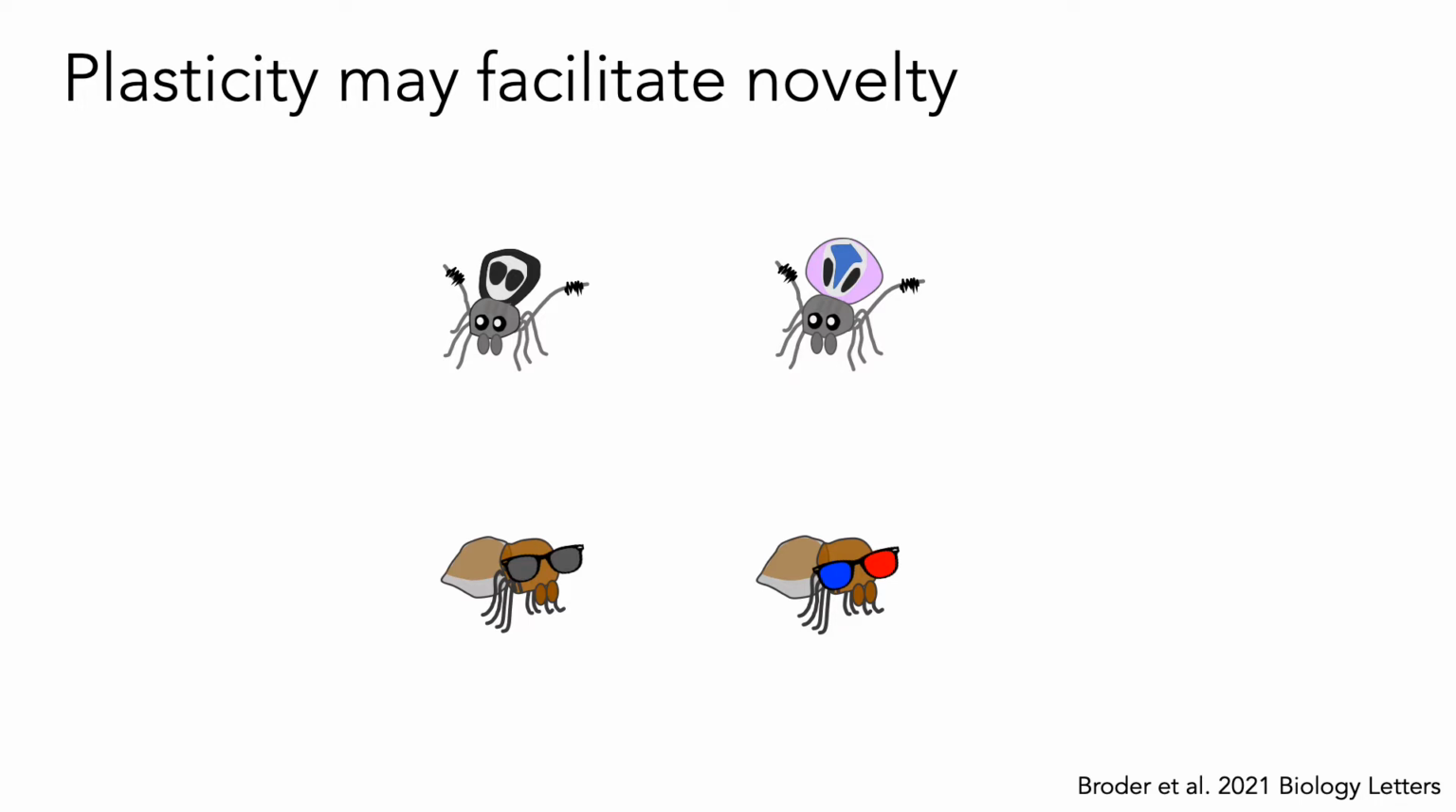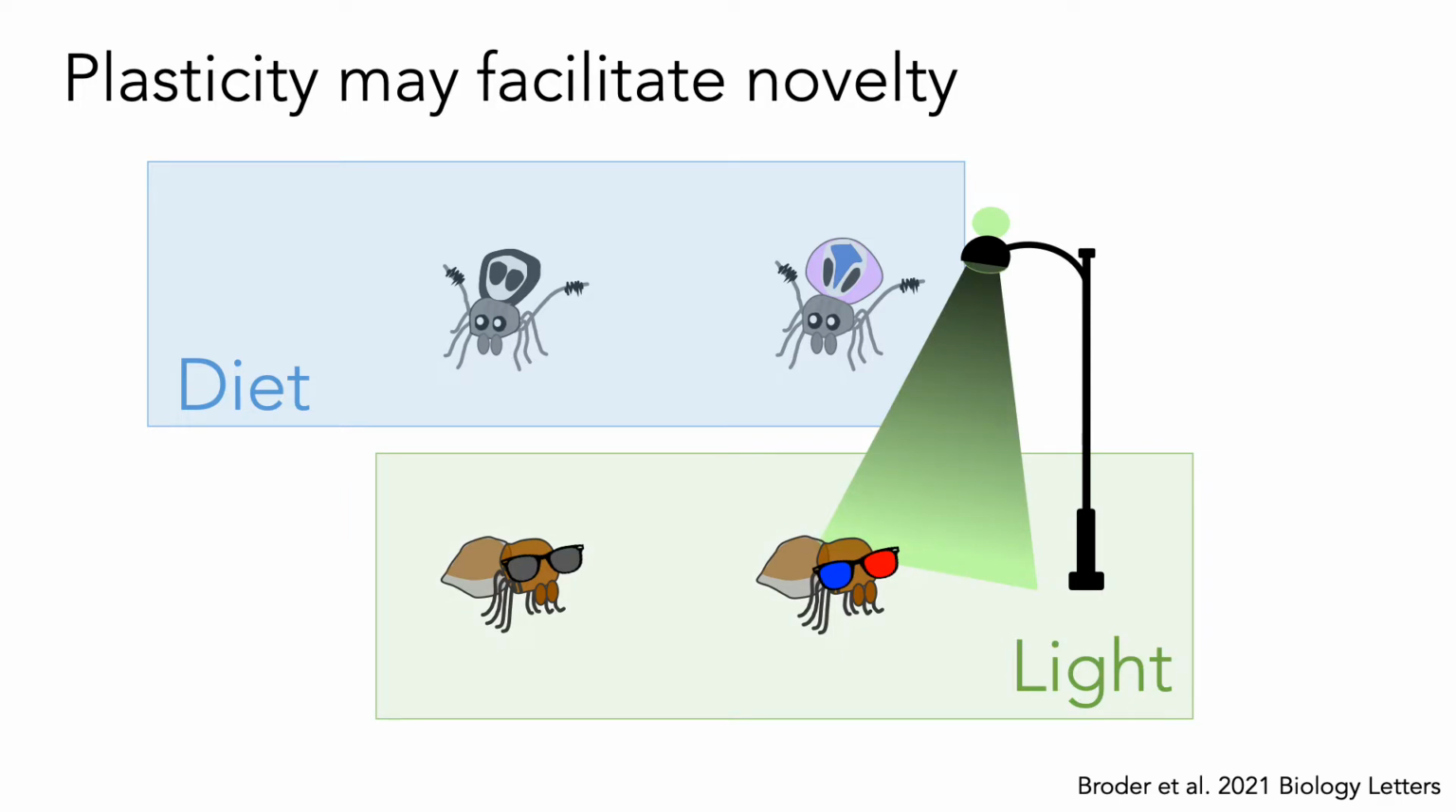Plasticity may play an important role in facilitating novelty if it allows males and females to communicate before coupled signals and preferences exist in the genome. For example, using these same spiders from before, diet could affect male color morphs, and exposure to light environments could shape female perception or preferences. And plasticity that allows receivers to attend to a new signal could proliferate that new signal.